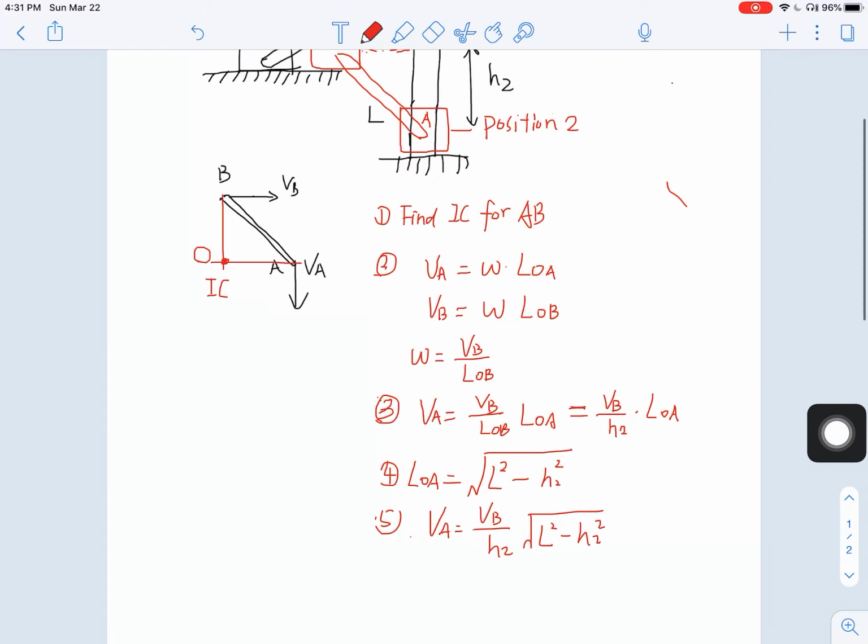And LOA can be solved by using the right triangle, which equals the square root of L squared minus H2 squared. Then substitute LOA into the expression. You get an expression for VA equals VB over H2 times the square root of L squared minus H2 squared. And you are able to use this expression. This will give you one more equation, to help you solve the speed at point B at the position.